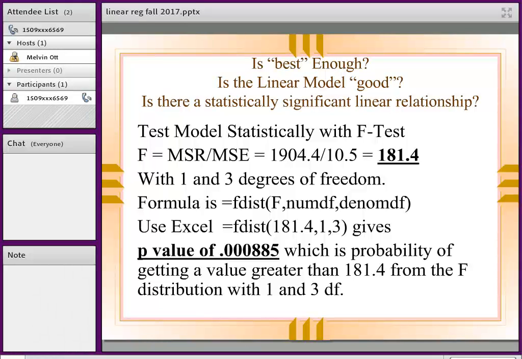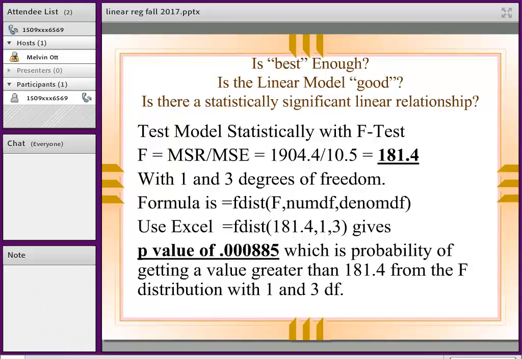So I put in there 181.4, comma, 1, comma, 3, and Excel gives me a value of 0.000885. What that represents is the probability of getting a value greater than 181.4 from that F distribution based on chance alone is less than 0.001. And so that means this model is very significant in terms of that p-value.